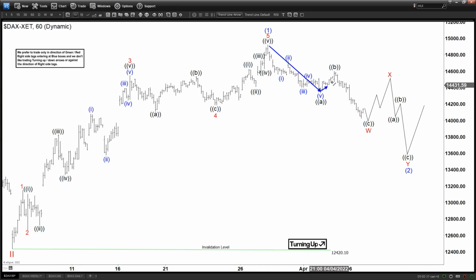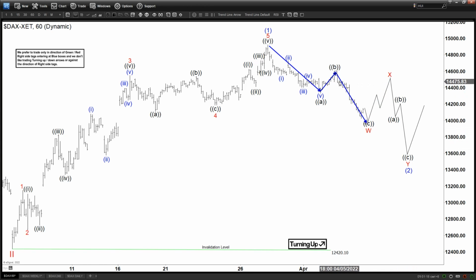So we have this ABC zigzag which forms the first 3 swing and which ended with W. Then from there we should be getting X, which corrects this 3 swing pullback, and then from there we will have another 3 swings down in the form of another zigzag. So we will have 1 2 3 4 5 6 7. A WXY is technically a double zigzag. A lot of people understand it as a double zigzag, even though technically it doesn't have to be a zigzag. It could be any corrective structure within the W and the Y here.